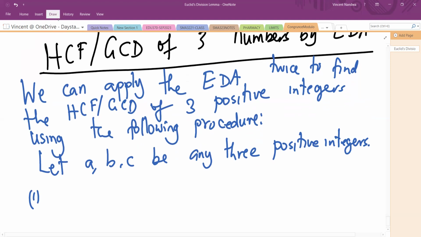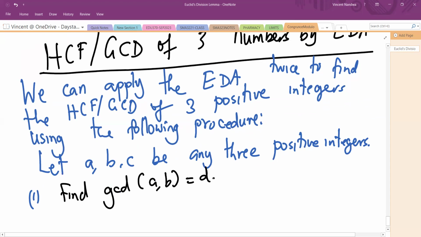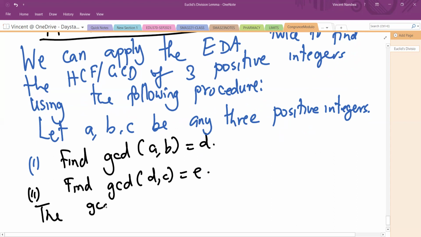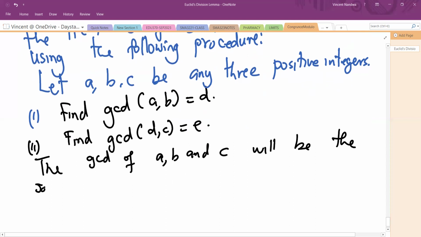So step 1, find the GCD of A and B and call it D. Then step 2, find the GCD of D and C, call it E. So the GCD of A, B, and C will be the same as the GCD of D and C, which is E.